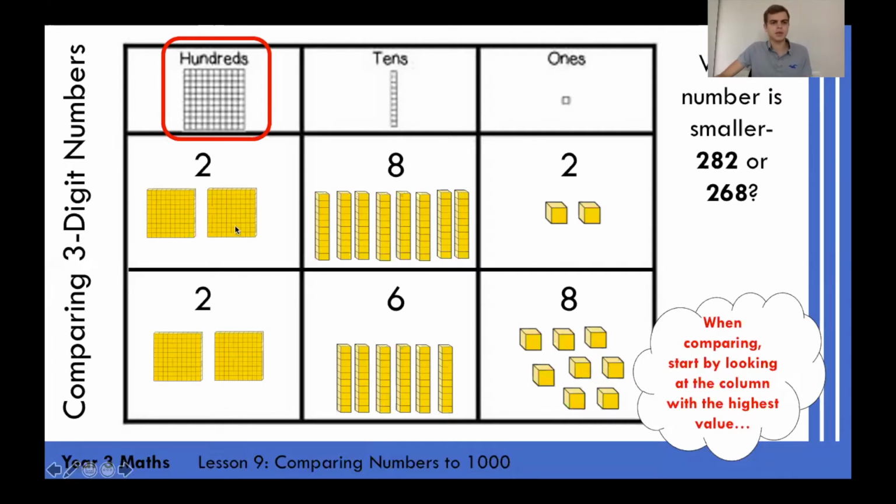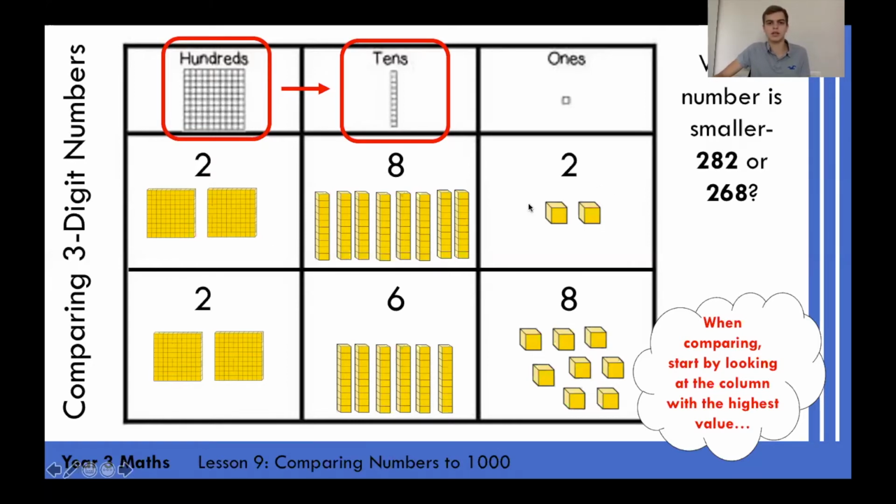So what do we notice about the hundreds? The top number has got 200s, and the bottom number has got 200s. Oh, so neither one is larger. They are equal. I can't compare these numbers using the hundreds because they are equal. So now I move on to look in my tens column, because if the hundreds are the same, I look in my tens column.